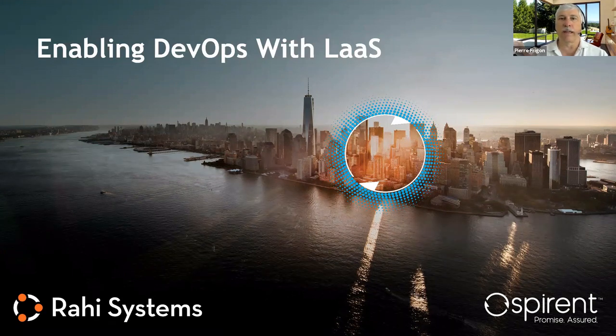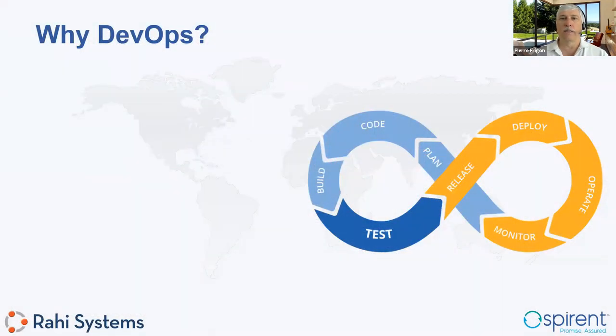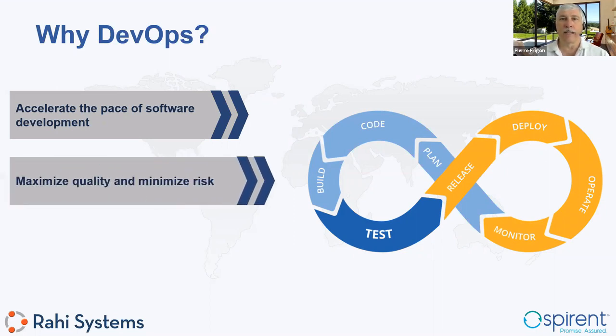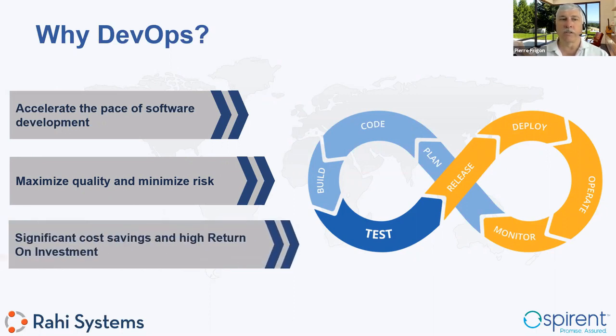So first, let's have a look at why DevOps. DevOps was created primarily to help accelerate the pace of software development to help organizations improve their time to market. For those organizations that have implemented DevOps practices, they realized that this helped them maximize their quality and minimize their risk. And last but not least, organizations have realized that there is a significant cost savings and a high return on their investments, which is really creating a huge business impact. So let's take a look at what DevOps looks like today.